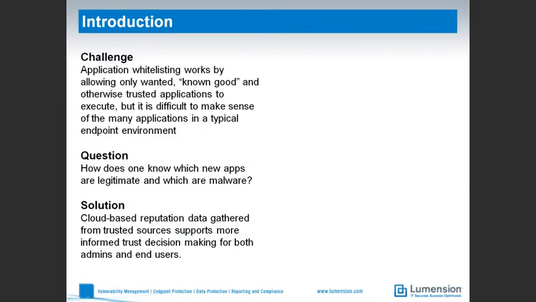Application whitelisting works by allowing only wanted, known good, or otherwise trusted applications to execute. But how does one make sense of the many applications in a typical endpoint environment? Organizations need to accommodate ever-changing computing needs to support productivity and business needs. So, David, how does one know which new apps are legitimate and which ones are not to be trusted?